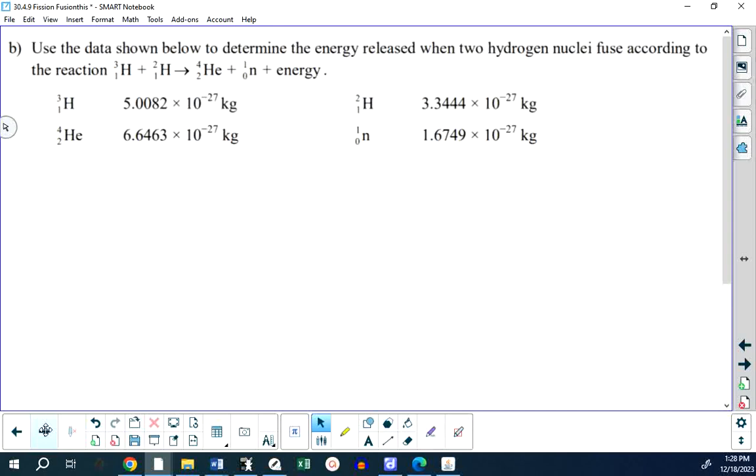So I'm going to give everybody a couple of minutes here. I want you to just do the whole thing. I'll do it up here as well. We want to find the change in the mass. Then we want to multiply that change in the mass by the speed of light squared to get the change in energy.